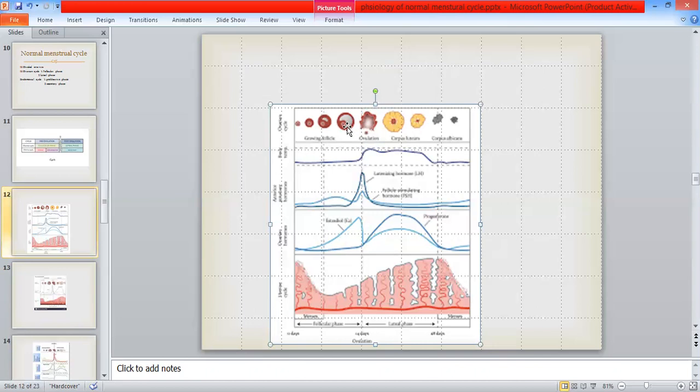Now, when the dominant follicle reaches about 20 millimeters in diameter, the follicular phase is about to finish. The follicular phase lasts an average of 14 days. From this point to this point, this lasts about 14 days, and the Graafian follicle, the dominant follicle, is an average size of about 20 millimeters. As the follicle matures, FSH induces LH receptors on the granulosa cell.